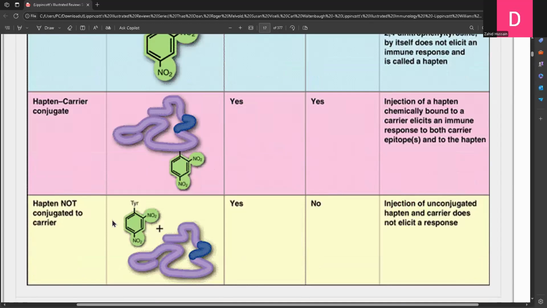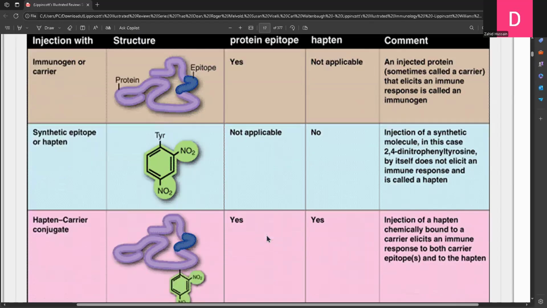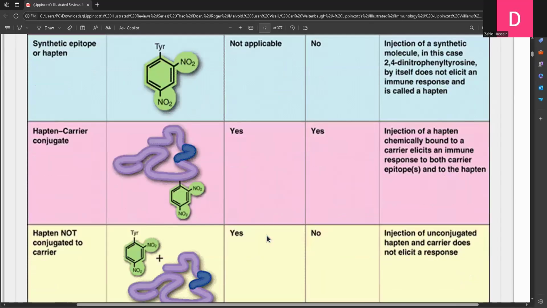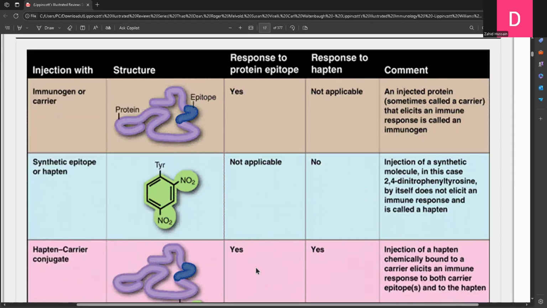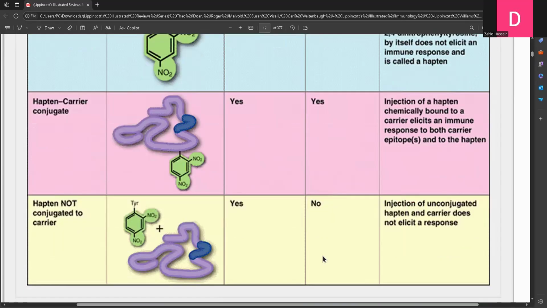If the hapten is not conjugated to the carrier protein, then the response to the protein epitope will take place, but the response to the hapten will not take place because it is not conjugated, and now it is just a hapten. So injection of an unconjugated hapten and carrier does not elicit an immune response.